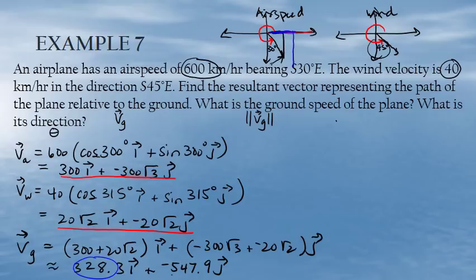So what is the ground speed of the plane? This is the velocity vector.